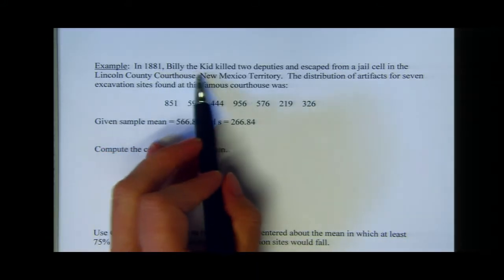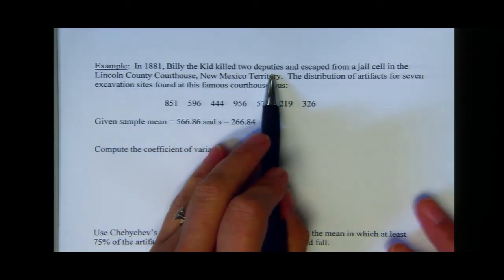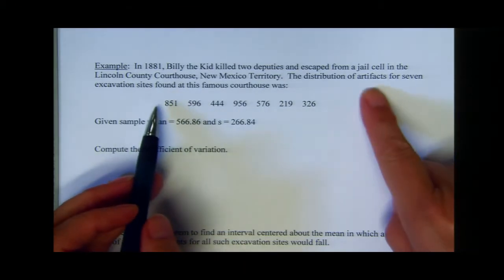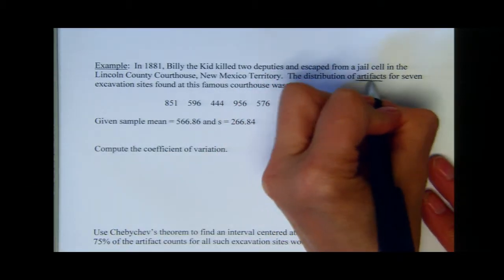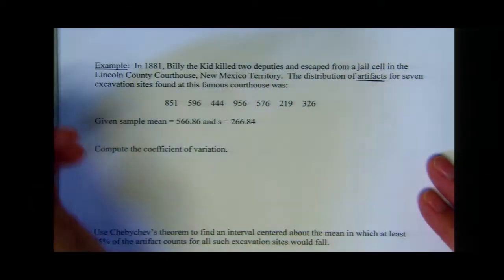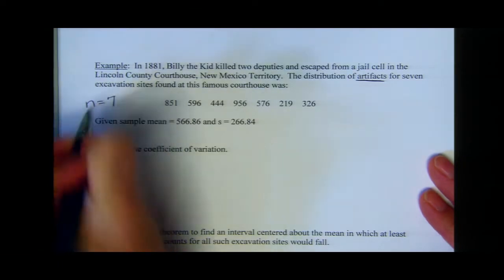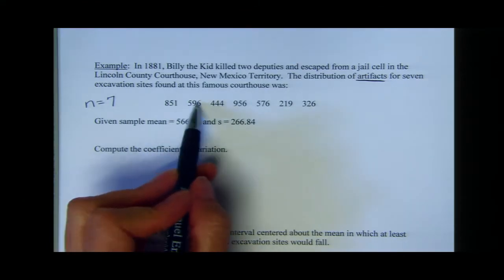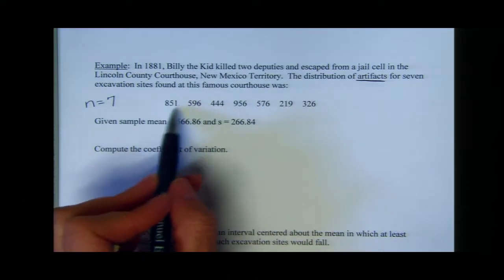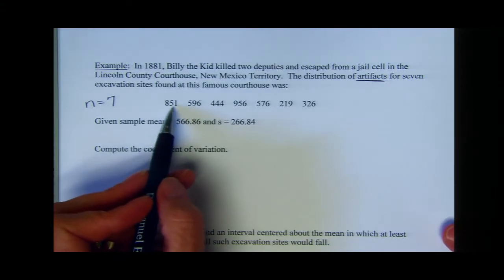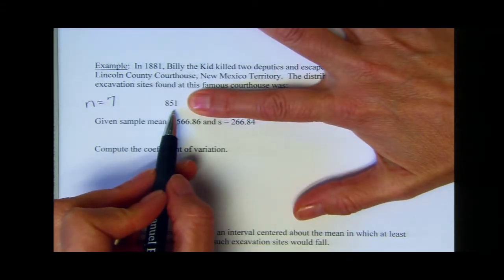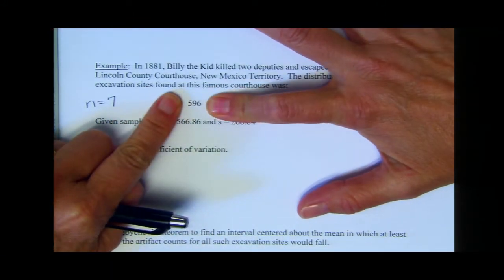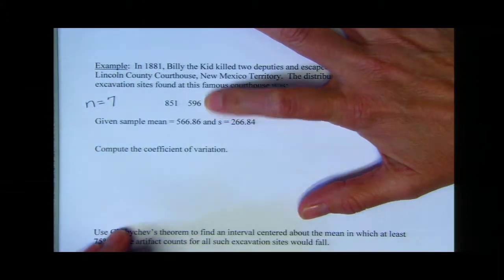In 1881, Billy the Kid killed 2 deputies and escaped from a jail cell in the Lincoln County Courthouse in New Mexico. The distribution of artifacts for 7 excavation sites found at this famous courthouse was given. So we have 1, 2, 3, 4, 5, 6, 7. Each of these is an excavation site. 851 would mean in one of the sites they found 851 artifacts. In another of the sites they found 596 artifacts, and so forth.